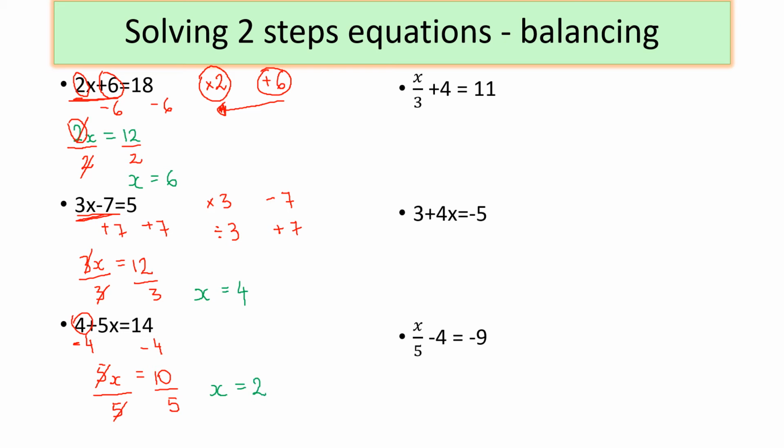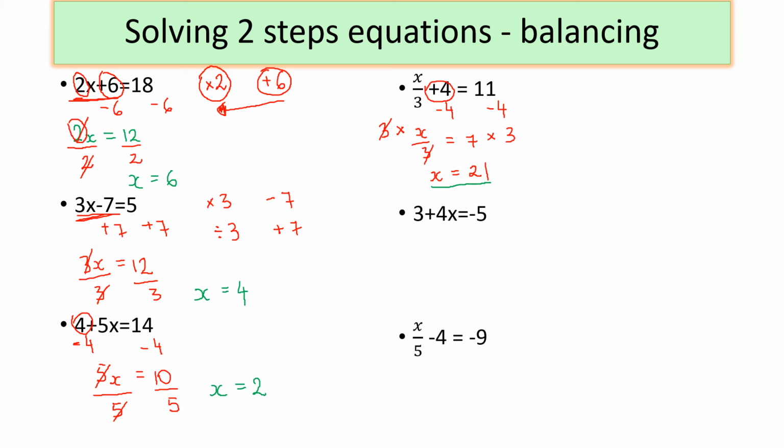In the next example, first I need to get rid of add 4. So I take away 4 from both sides, and I have x over 3 equal to 7. Then I need to get rid of the divided by 3. The opposite of dividing is times. So I times both sides by 3. The 3's on the left side cancel, and I have x equal to 21, and that is the answer.